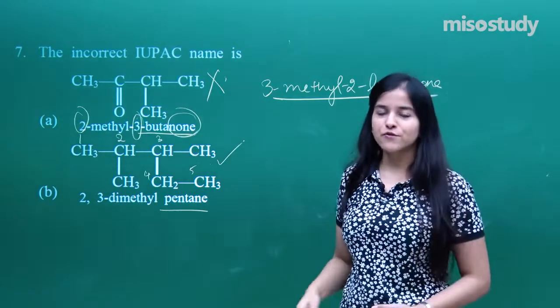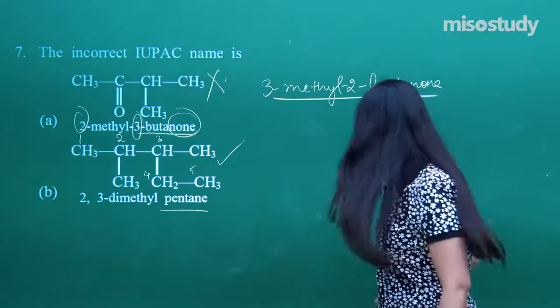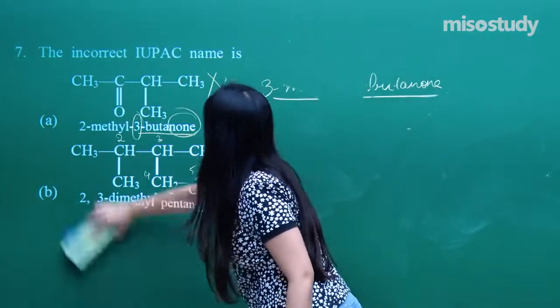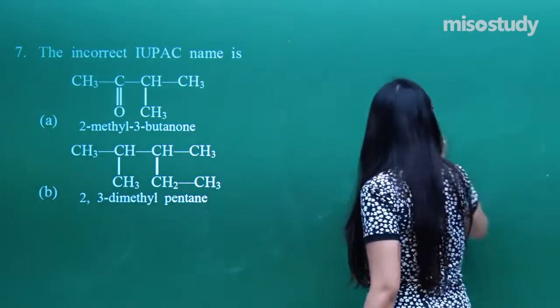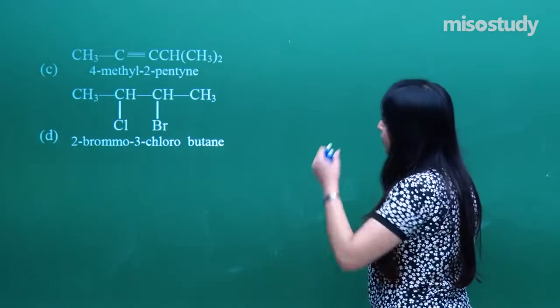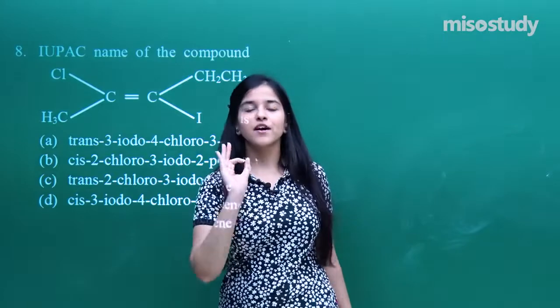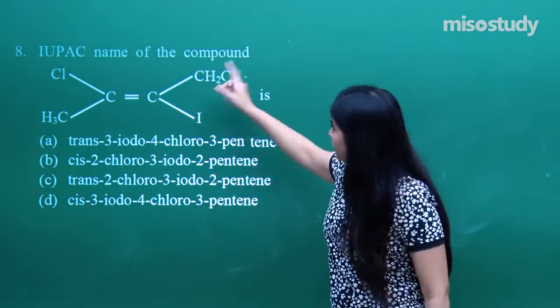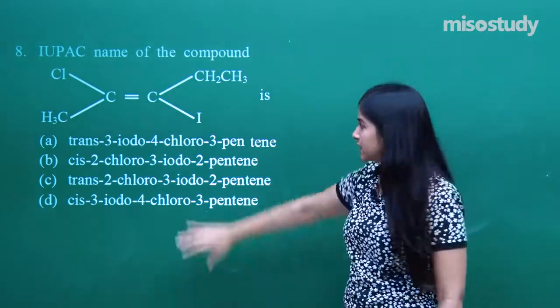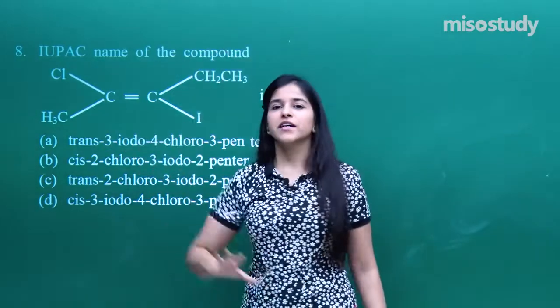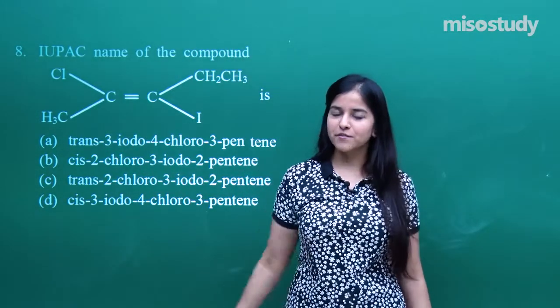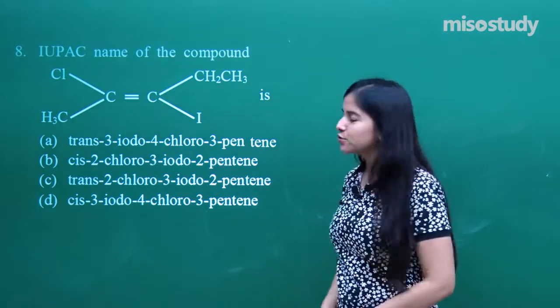I hope you all have got it. We have analyzed each and every option particularly. So let's move on to the next question. The next question over here says, it's a typical question and a very good one. I need to assign the IUPAC name of the compound. Can you see a double bond over here? Again, geometrical isomerism has come up. So what do I need to do?